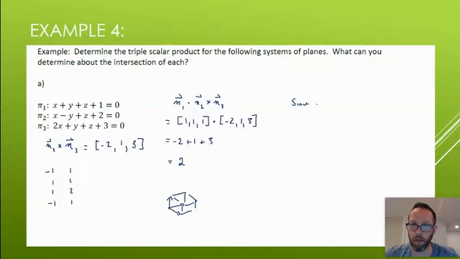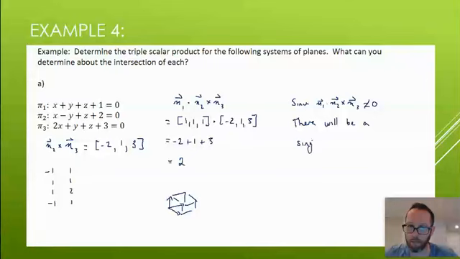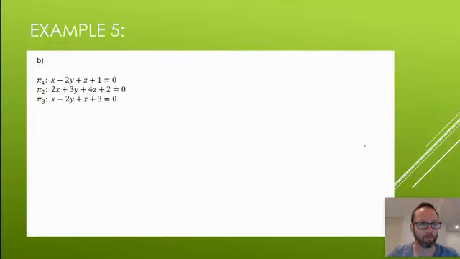So since N1 dotted with N2 cross N3 doesn't equal 0, we can say there will be a single point of intersection. Now, the math behind finding that point of intersection we'll do in our next lesson, but now we've at least got it set up where we kind of know how to narrow down which case it is. Let's look at the next example here in B.